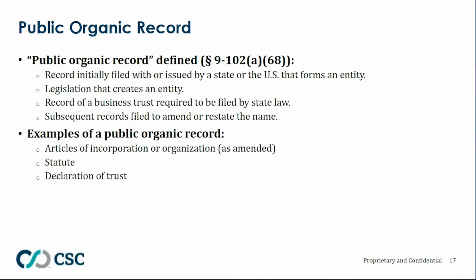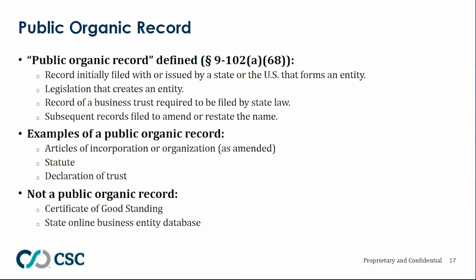There are some things that are not a public organic record and are not a sufficient source of the debtor name. One is a certificate of good standing, and the other is the state online business entity database. The database is not the source because the database doesn't necessarily provide the correct name of the debtor. There can be errors in the data. There are indexing practices that go way back that sometimes provide a different name or in a different format than it would appear on the public organic record.